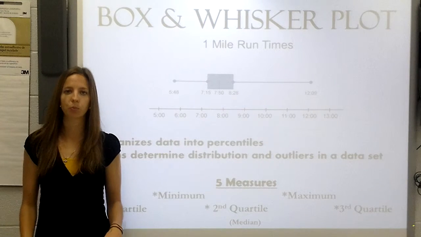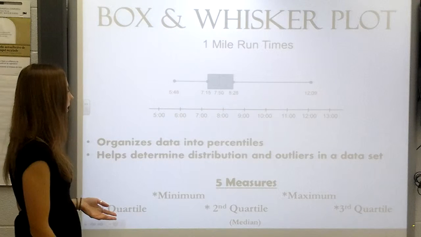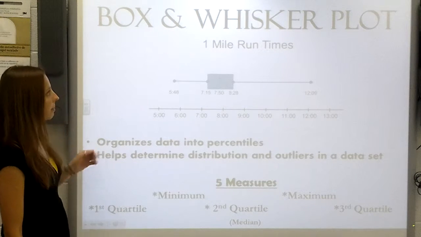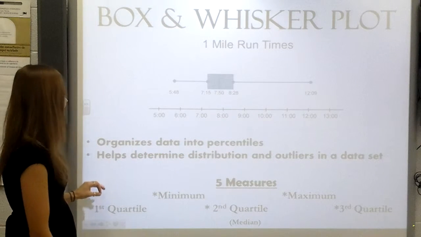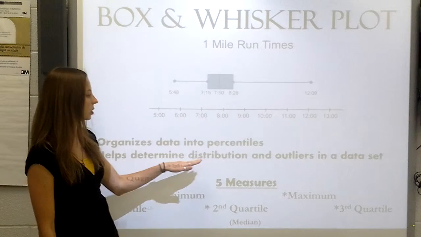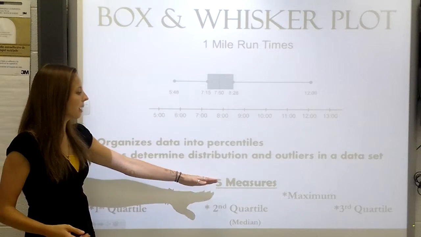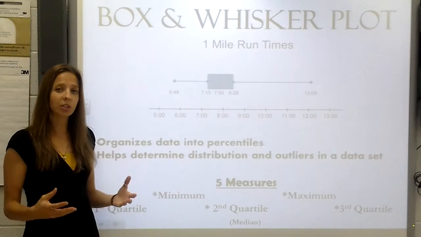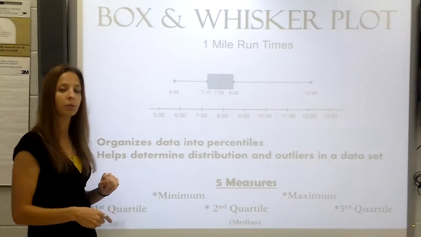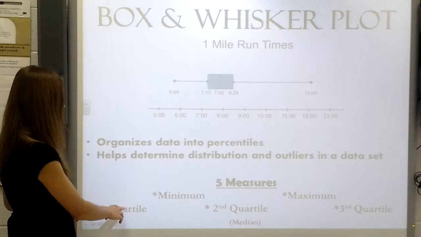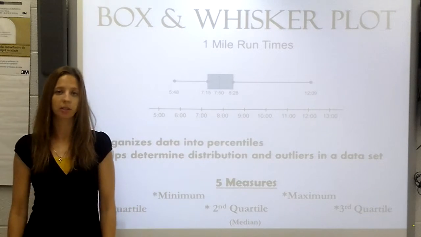Now, the next one is called a box and whisker plot. And it definitely takes on a different shape than some of the previous graphs that we've talked about. The big key to the box and whisker is that it organizes your data into percentile ranks. Okay? Also, you can determine your distribution and if there's any outliers in your data set. So, there's 5 measures that we look at closely and that we need to know in order to create the box and whisker. We need to know the minimum and maximum values, and then we need to determine what's the first quartile, the median or second quartile, and then our third quartile.